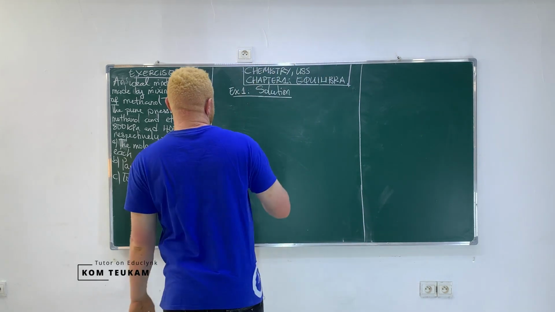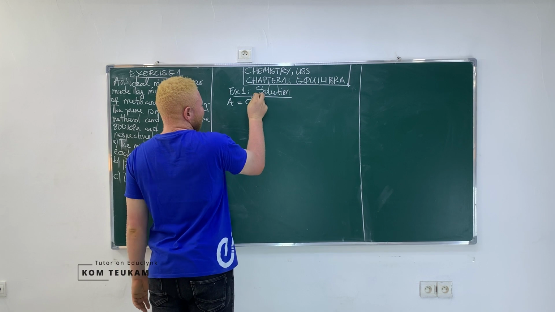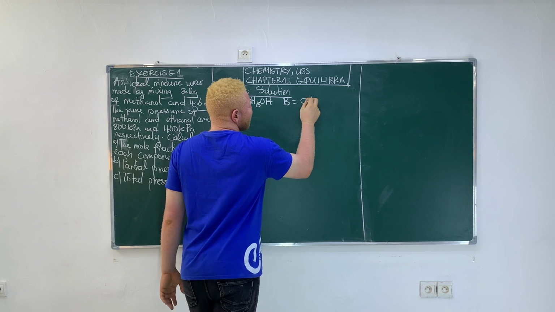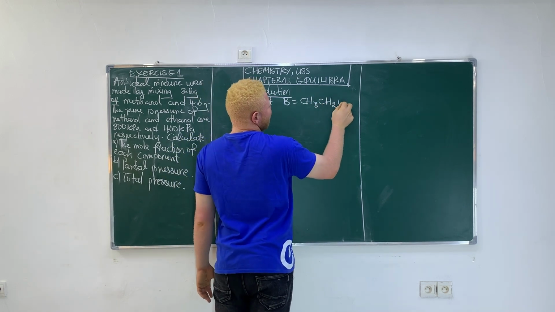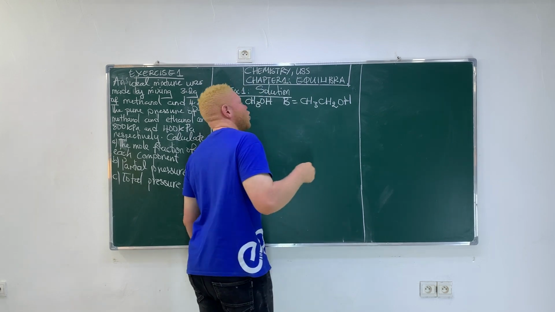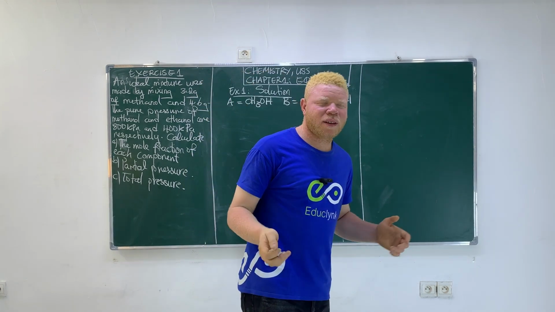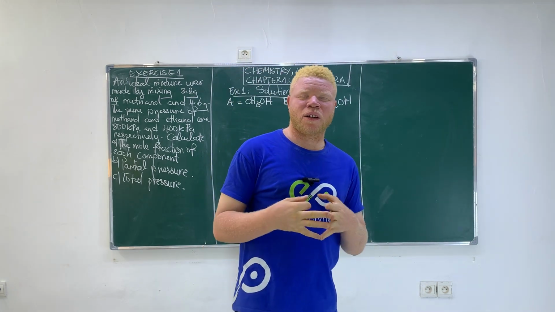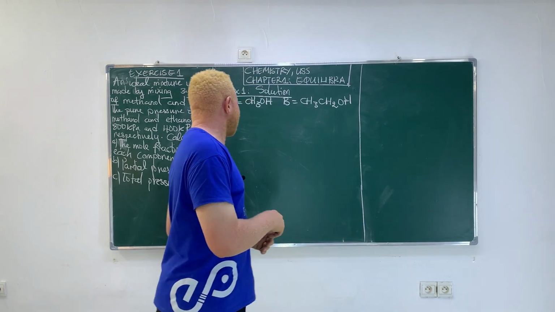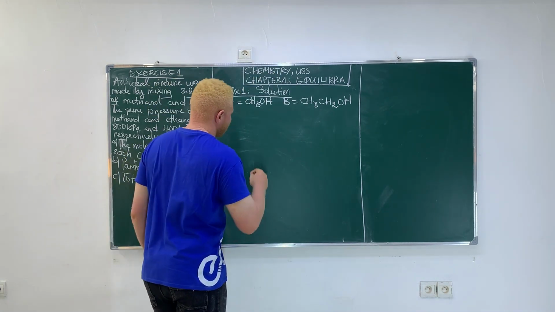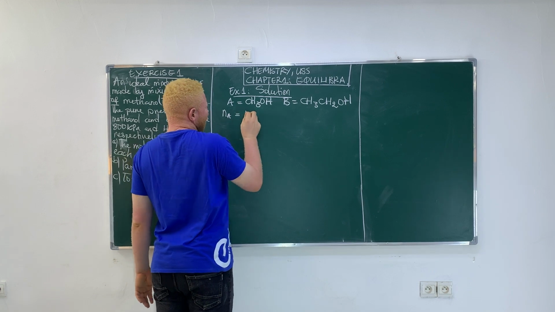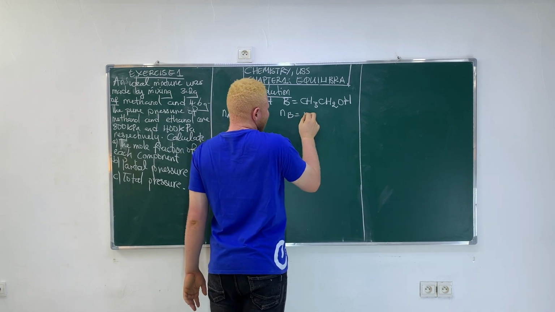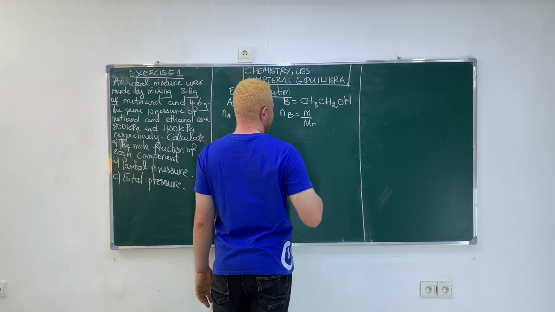In this case, we're dealing with methanol and ethanol, so let methanol be A and ethanol be B, where A and B are just letters and variables. We'll start by calculating the number of moles of each component in the mixture. Na is given mass over the molar mass, and Nb is also given mass over the molar mass.